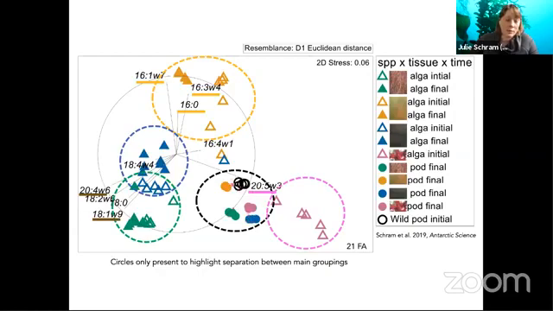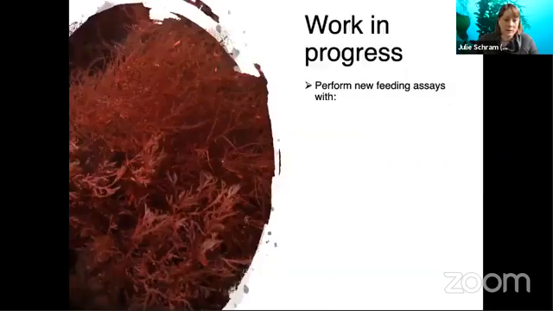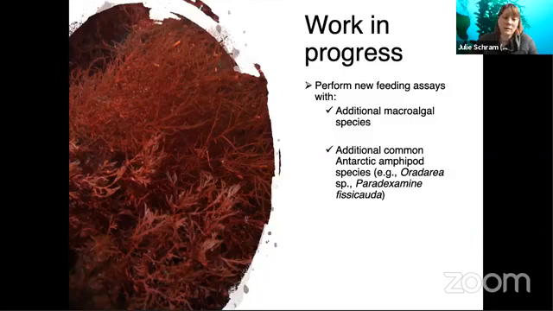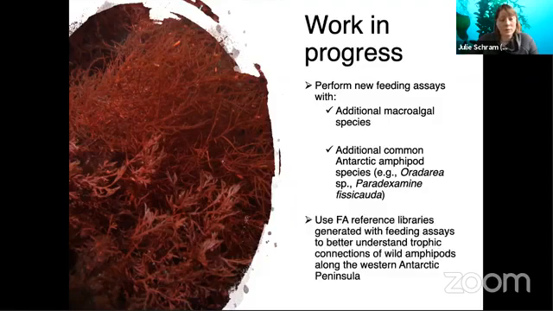And these wild amphipods are most similar to the brown algae, but they may be eating some combination of these other seaweeds, which backs up previous work that has looked at stomach contents of these amphipods. And so we're continuing to work on this by performing additional feeding assays using additional macroalgal species and additional amphipod species to see if all amphipods are modifying the tissue that they're consuming in the same way.